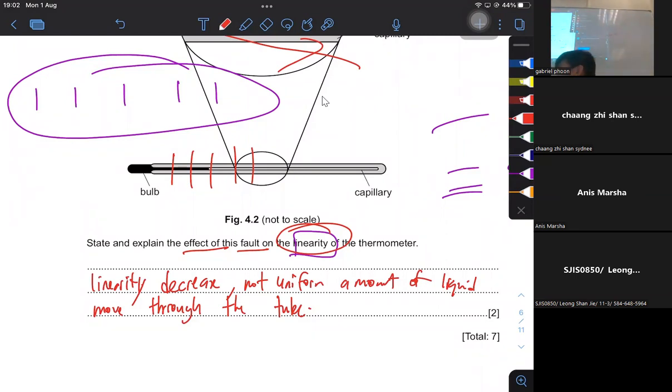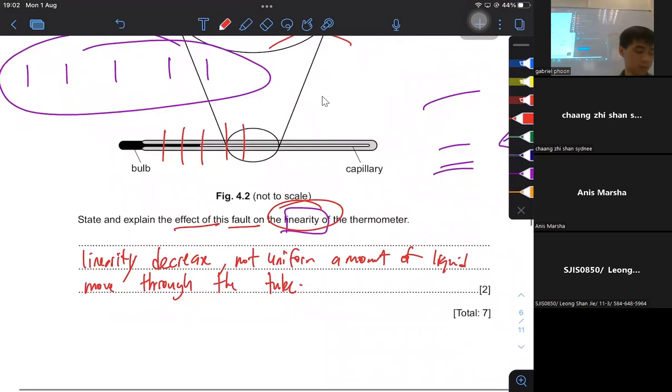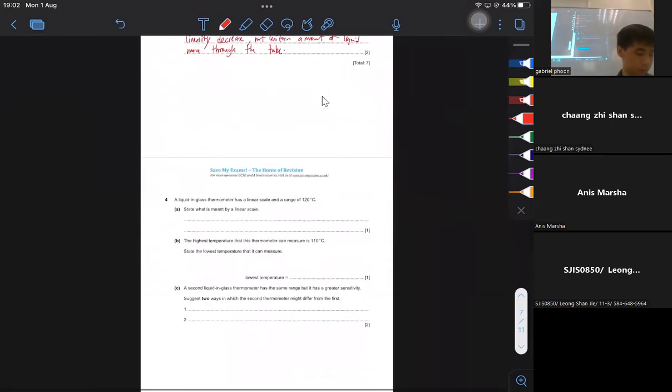What is linearity? I just said equal spacing between each reading. For example, on your ruler, from 0 to 1, 1 to 2, 2 to 3, the spacing is the same, right? That is what we call linear spacing. That's linearity. But if the spacing is different, it's non-linear.